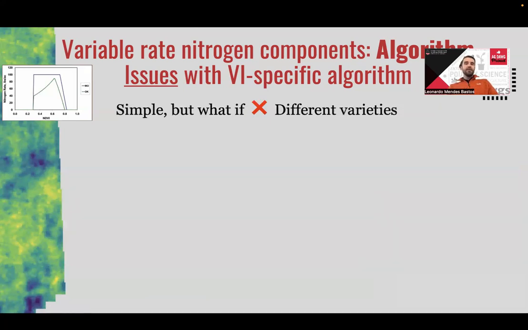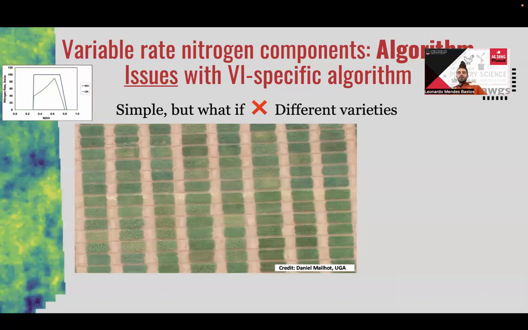And then lastly, what if you have different varieties on the same field? I just want to show you here, maybe if you haven't seen this, I think it's kind of cool to just appreciate that. This picture is the corn variety trial here in Georgia. Each plot that you're seeing there is a different variety. They all received the same amount of nitrogen.